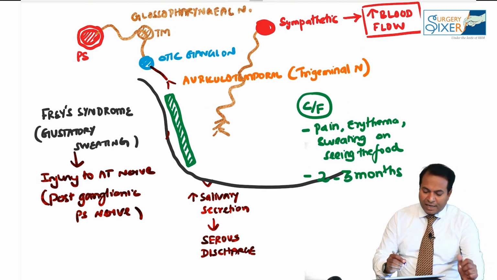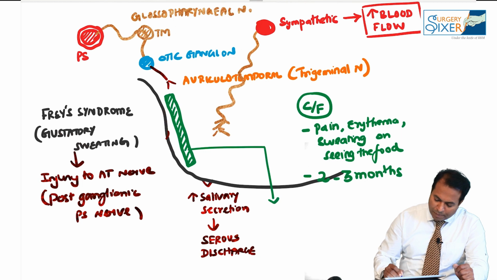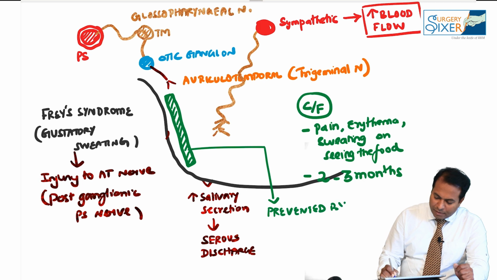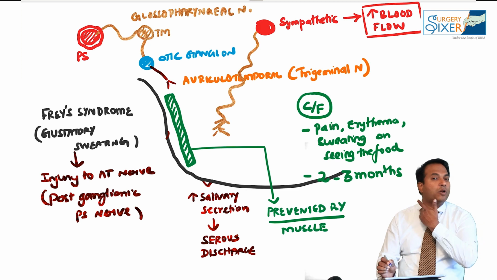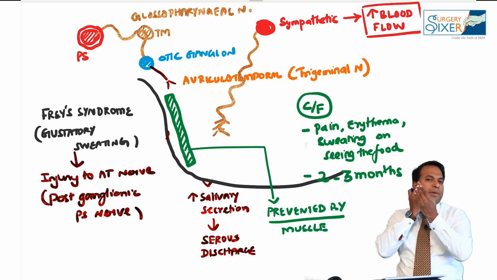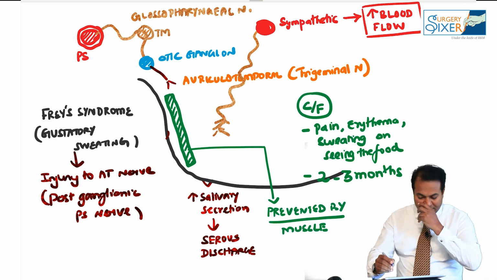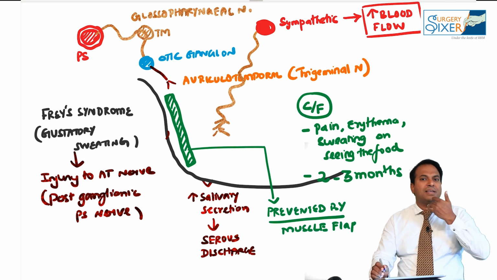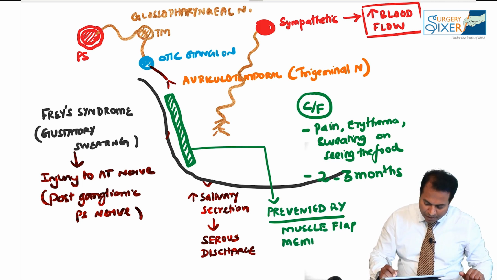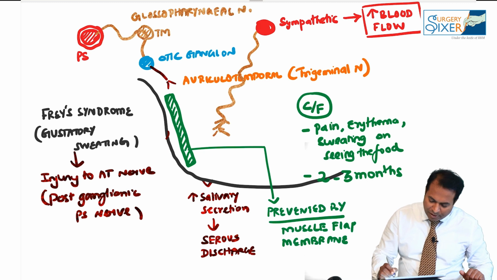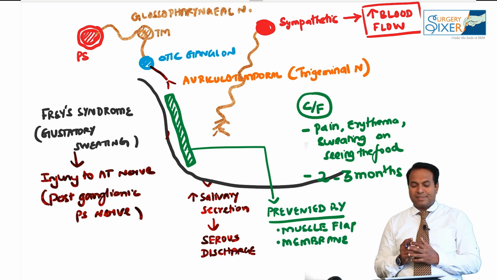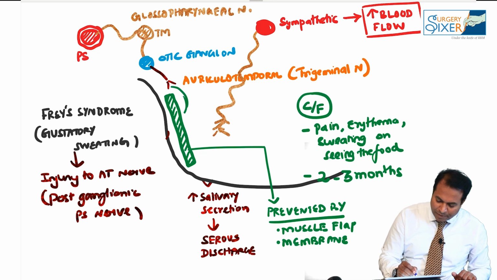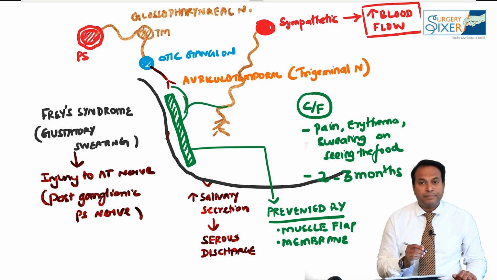How to prevent this syndrome? Please don't forget, it is prevented by keeping a muscle flap. Usually we keep a sternomastoid flap, the sternomastoid muscle kept between the skin and the operative area. Sternomastoid muscle flap or temporalis muscle flap, some muscle flap or any membrane should have been kept, and would have prevented this. Because even if there is a reinnervation, those two cannot supply the skin.